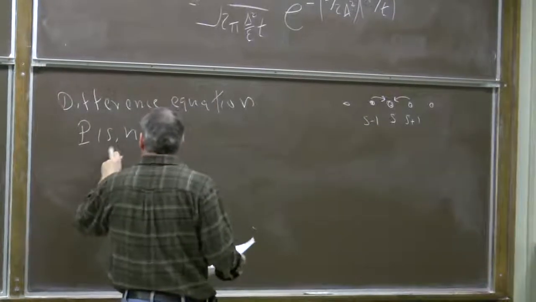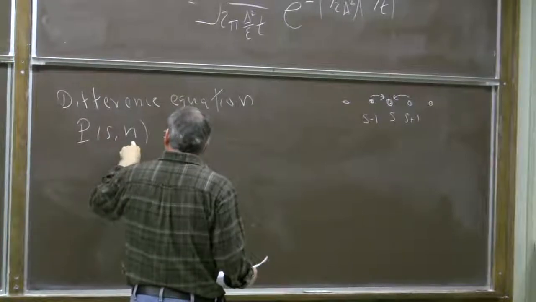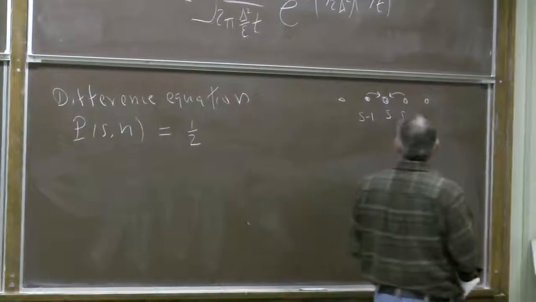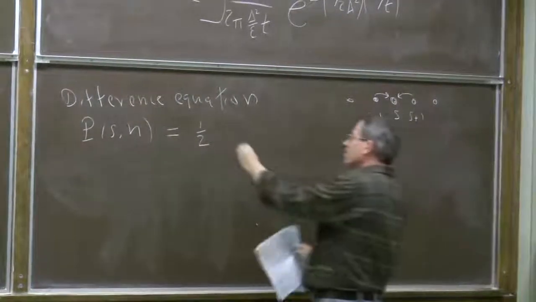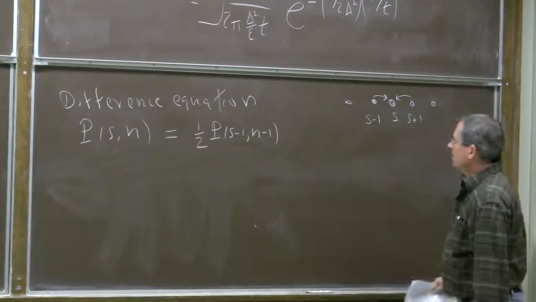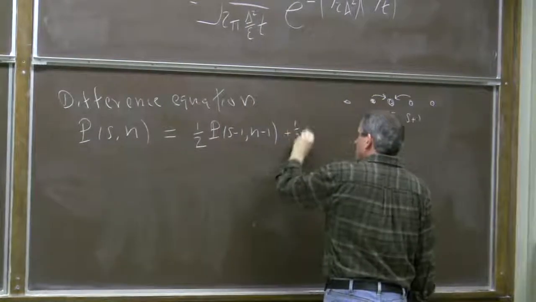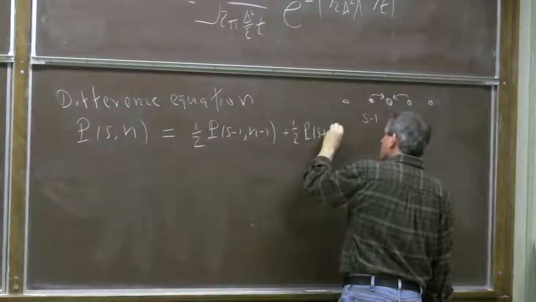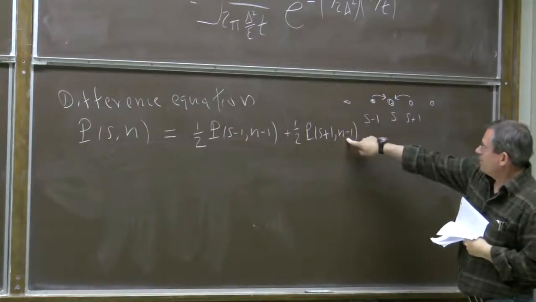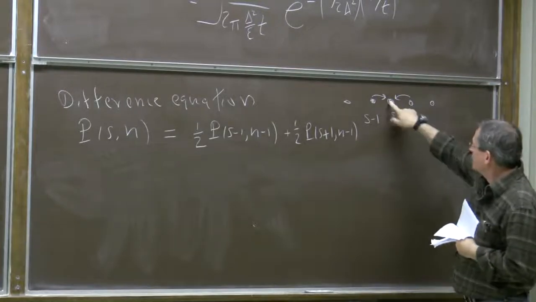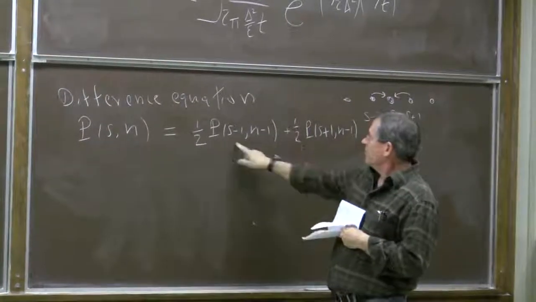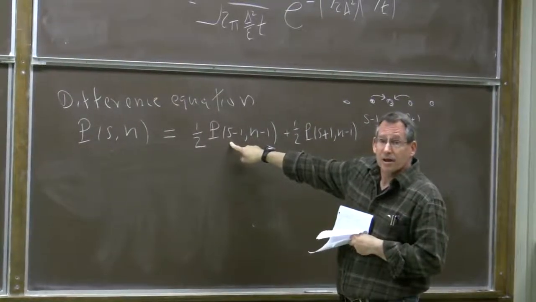So in other words, the probability that you wind up at site S at time n is 1/2 the probability that you jump to the right times the probability that you were at site s minus 1 at time n minus 1, plus 1/2 the probability that you were at s plus 1 at n minus 1. Because if you were at s plus 1 at time n minus 1, then with probability 1/2, you jump to the left and you wound up here. And if you were at s minus 1 at time n minus 1, with probability 1/2, you jump to the right and wound up at s. Okay, everybody believe that equation?